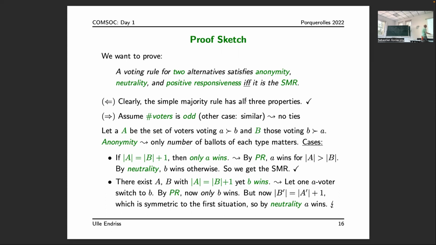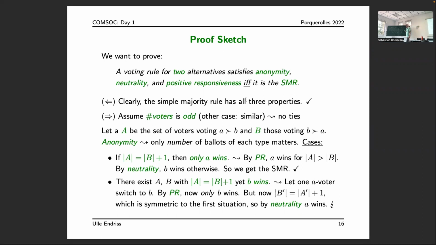So this situation and that situation, they're symmetric to one another by swapping the names of the alternatives. So if in this situation, I swap the names of the alternatives, by neutrality, now A should be the only winner. But then I have a contradiction because first I assumed B is a winner. Now I have A should be the only winner. This can't both be true. So I have the contradiction that I wanted.